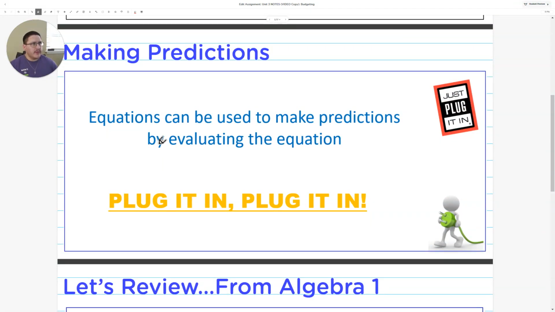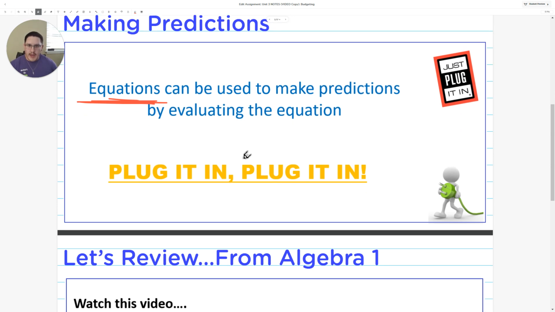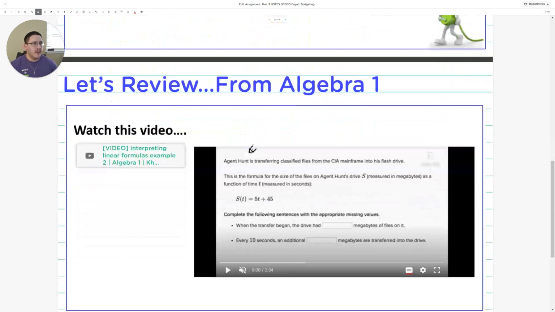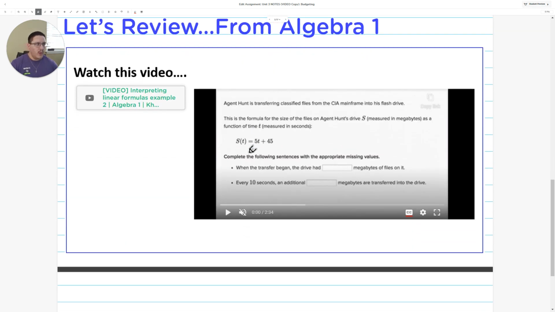Moving on to something else, making predictions. Equations can be used to make predictions by evaluating the equation. So a lot of what we're fixing to do is just to plug in and solve. So here's another video that we're going to watch, I believe from Khan Academy, about plugging in to and evaluating these equations for certain values. So here we go.